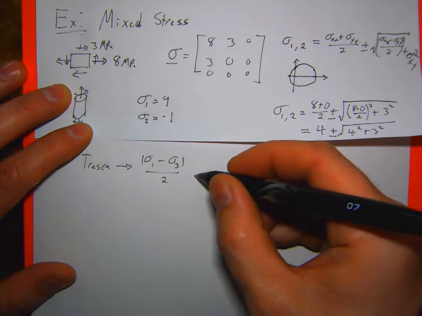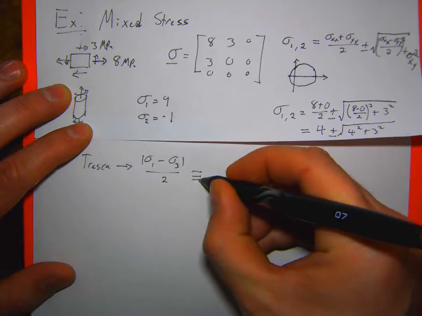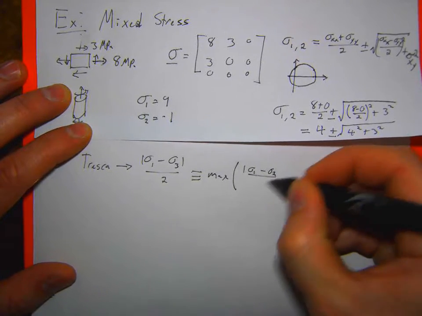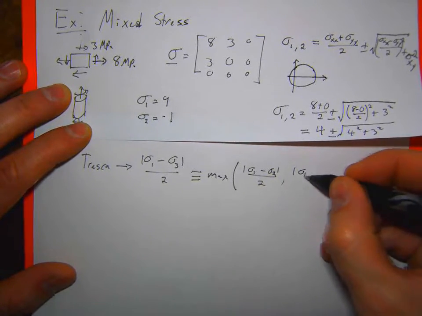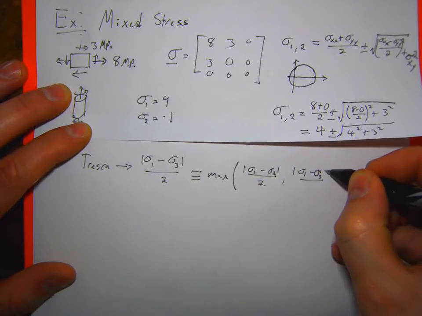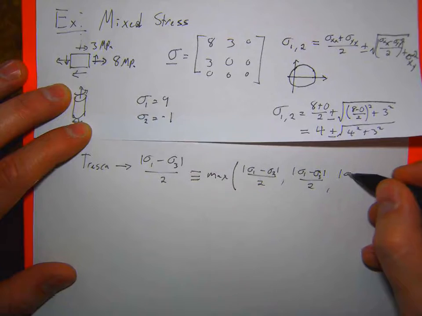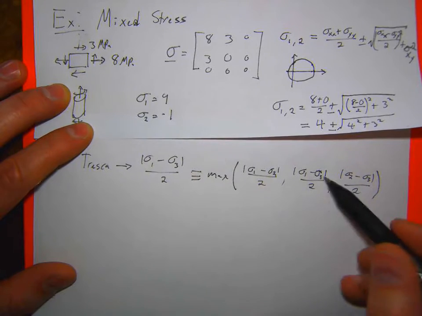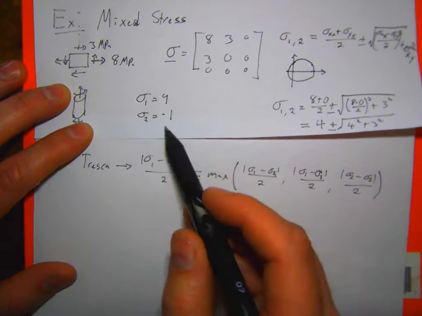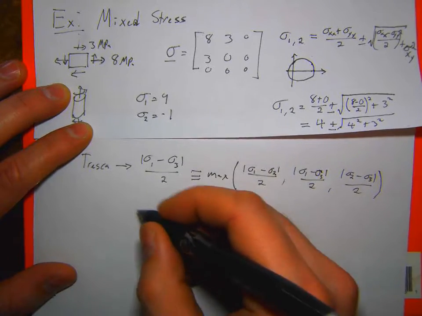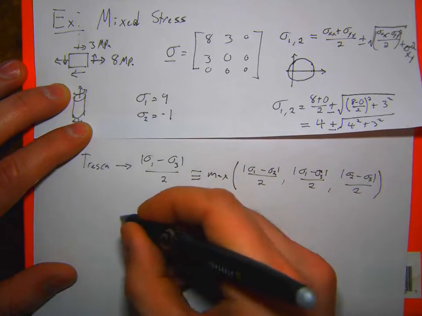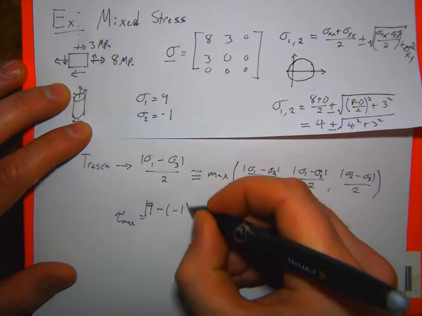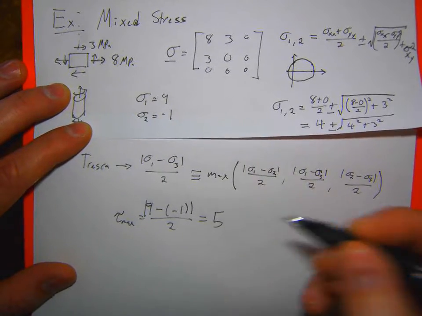I could also use the definition that I'm looking for the max of sigma 1 minus sigma 2 over 2, sigma 1 minus sigma 3 over 2, sigma 2 minus sigma 3 over 2. And because I'm taking my sigma 3 to be 0, here my sigma 2 is negative 1, so it's actually greater there. So then my tau max is the absolute value of 9 minus negative 1 over 2, which is equal to 5.